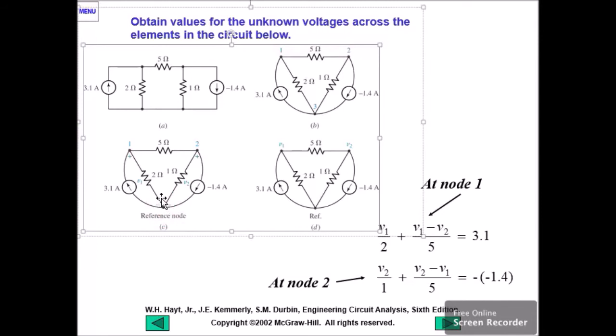Next is, i-label na po natin yung ating mga nodal voltage. Itong V1, meron siyang tinatawag na nodal voltage which is called V1. Itong node 2, meron siyang nodal voltage na tawagin nating V2. Ano ba itong nodal voltage? Ito lang naman yung voltage from the node to the reference.